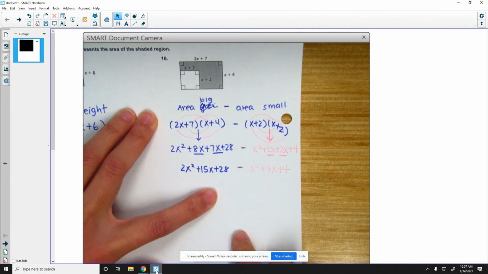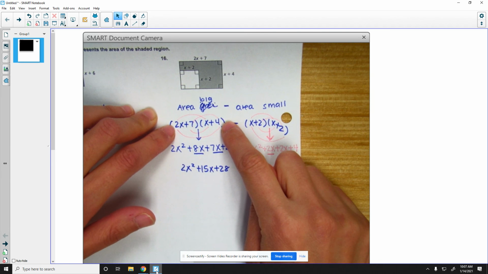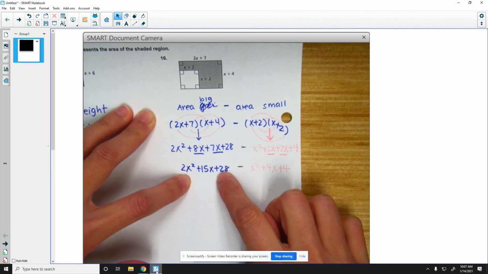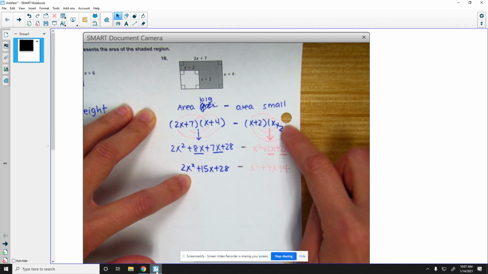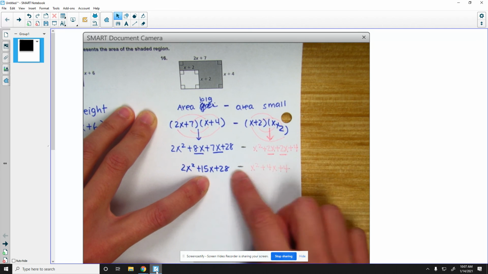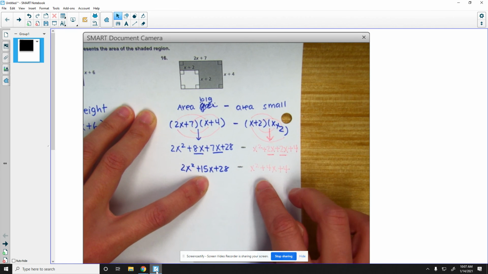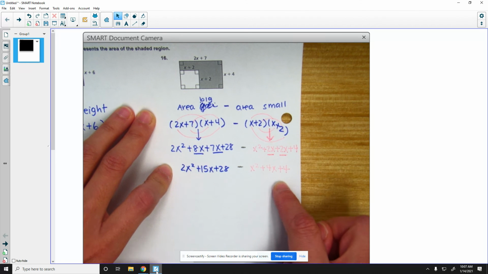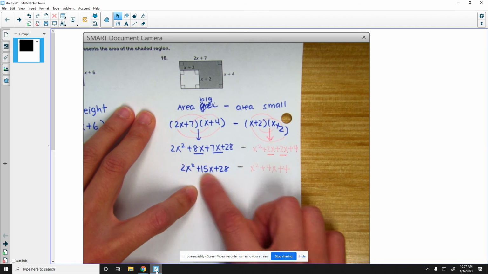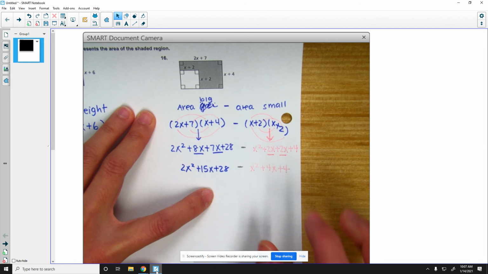Okay, so do you see what I did? I found this area, I FOILed it, I got this. I found this small one, I FOILed it, I got this. And then I subtract the two. So I'm missing something. If I just write it like this, I'm going to get the answer wrong. Does anyone think they know what I'm missing?